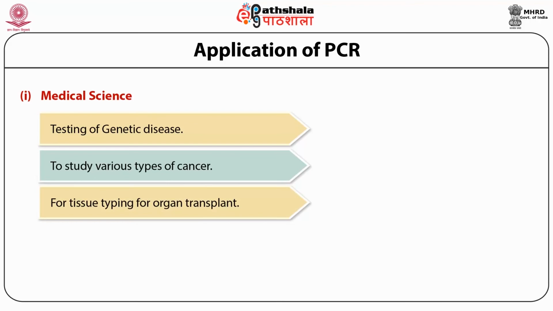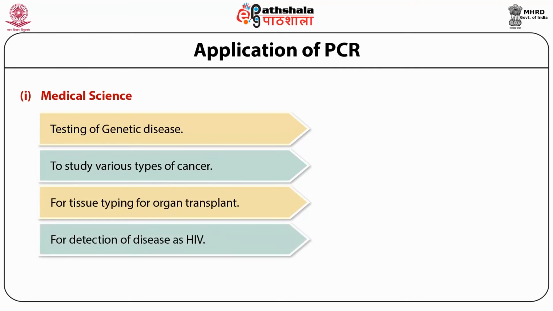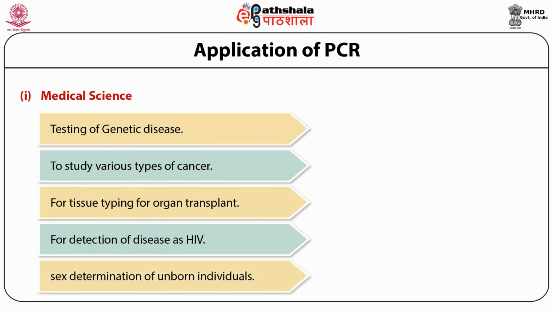PCR can also be used for diagnosis of HIV disease. The method is more sensitive and easy than other antibody-based tests, where antibodies do not appear in the bloodstream until weeks of infection. PCR tests are able to detect some infectious diseases such as tuberculosis and malaria. This can also be used for sex determination of an unborn child.